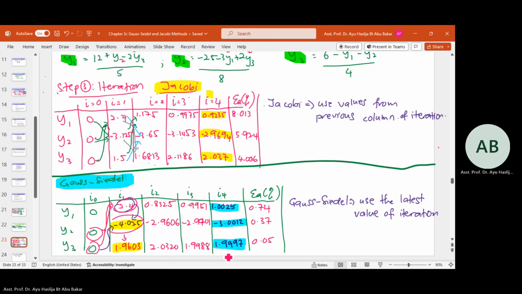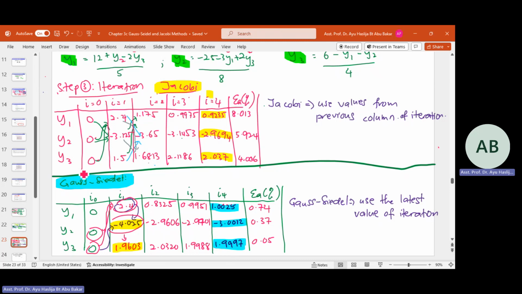Okay, so now for the Jacobi and Gauss-Seidel iteration, the first thing you need to check is the diagonal dominance. If not met, you need to rearrange the equation. Then proceed with generating the unknowns equation. Only then do you proceed with the iteration, either Jacobi or Gauss-Seidel, depending on the question.